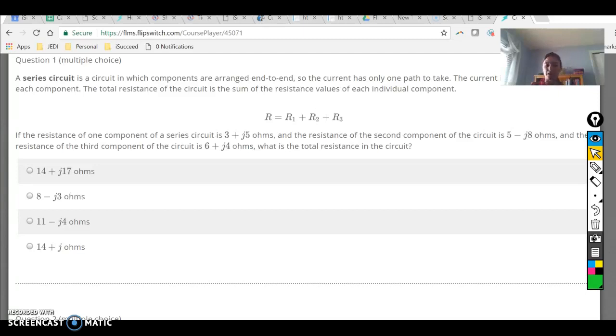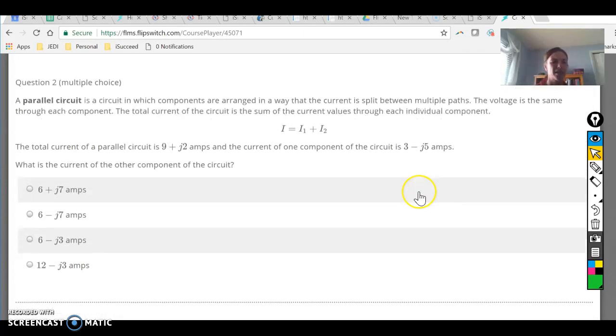And so our answer here, I guess I can click on here. There we go. Our answer would be 14 plus J ohms. So hopefully that made sense.